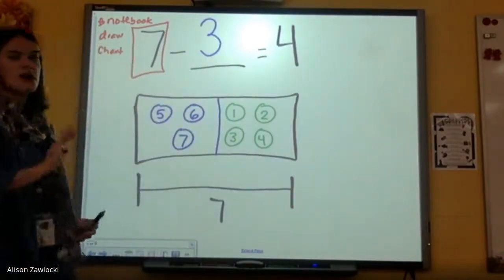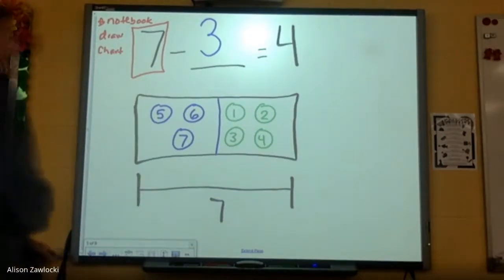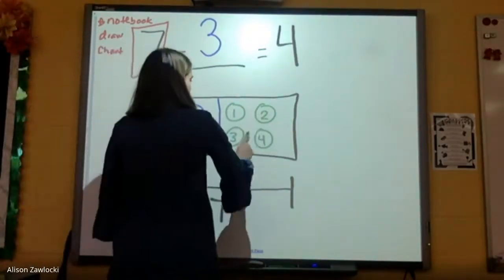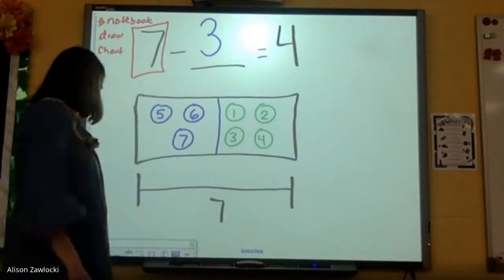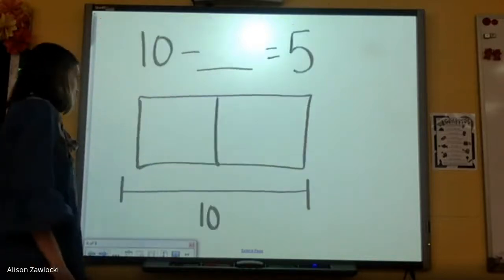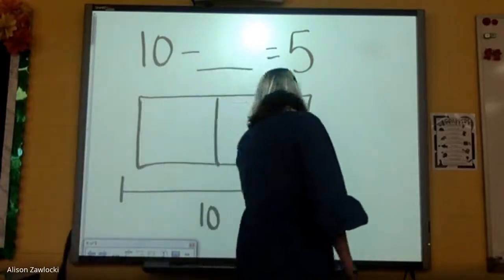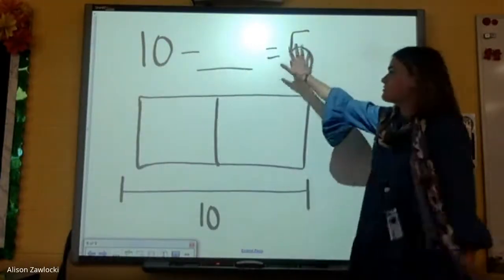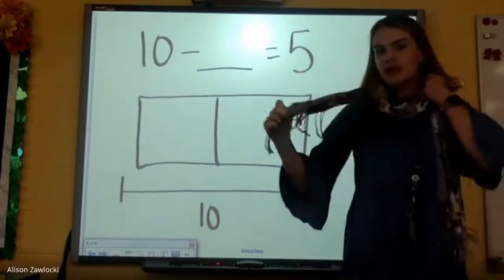Great job. Feel free to pause the video and write that in your own notebook as well. I want you to make sure you write the numbers inside your circles so you keep track of them. Notice how we're solving it very similarly to how we solved our addition problems. Now we have 10 take away blank equals 5. I'd like you to write this number sentence first and leave that blank in.